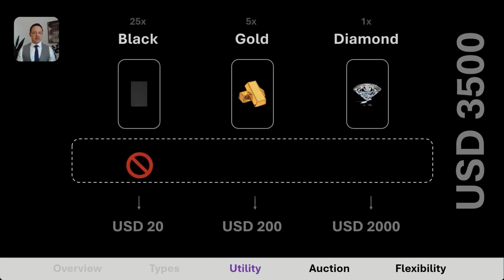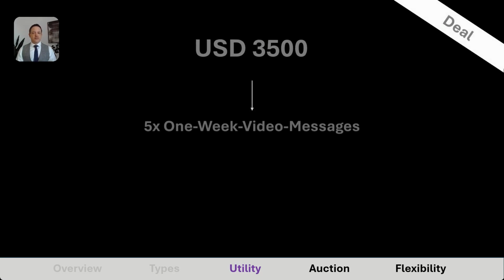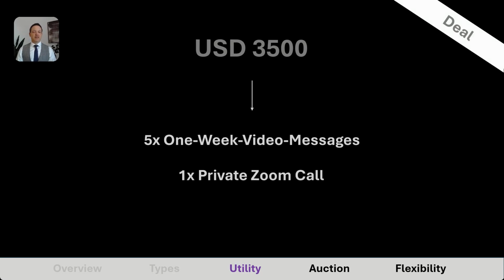Just think about it. When you say, okay, I don't want to have a coffee meeting, then we say, okay, the gold card now gets 1-week video messages, where every day of the week I send a customized video message to the follower who bought it, for example. And the private Zoom call is now for the diamond card. We have the same values again to make it simple. You can come up with all different types of utilities. These are just examples to understand the concept. But here the deal again: 5 1-week video messages and 1 private Zoom call for $3,500. That is a pretty good deal.